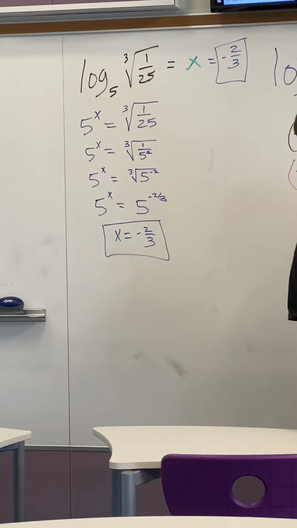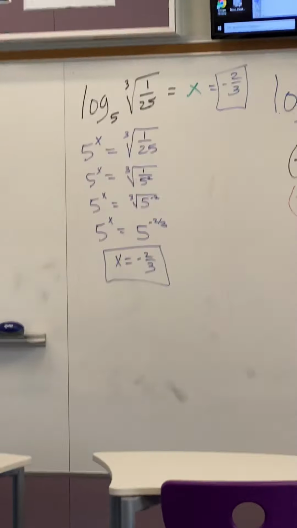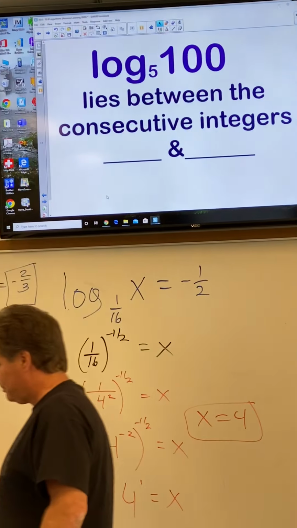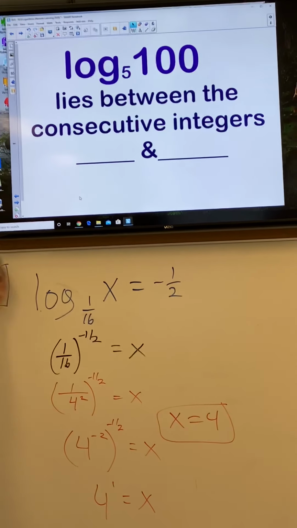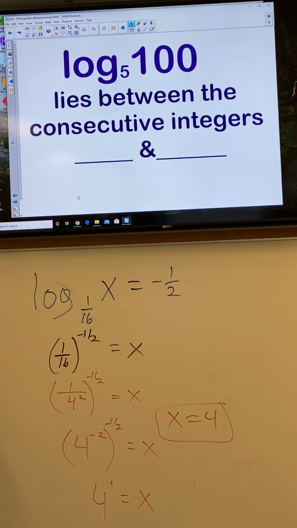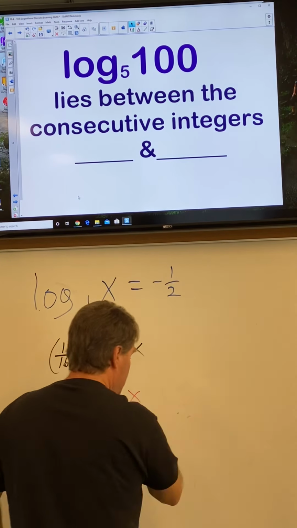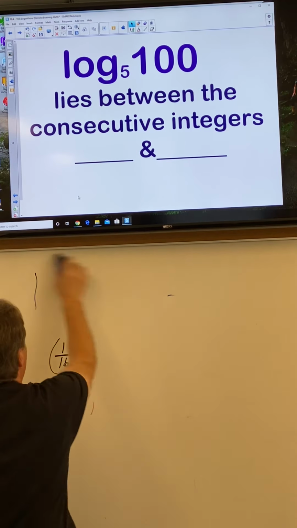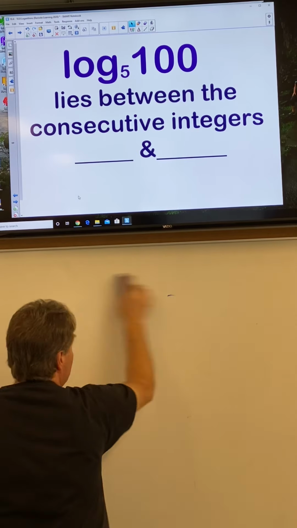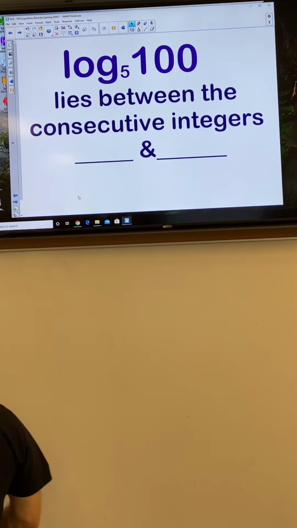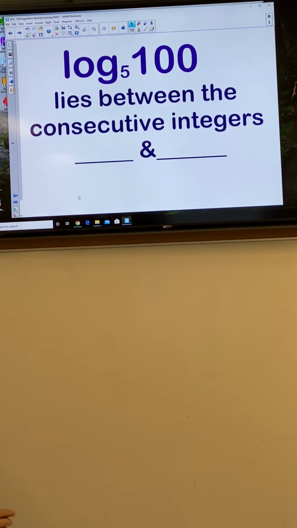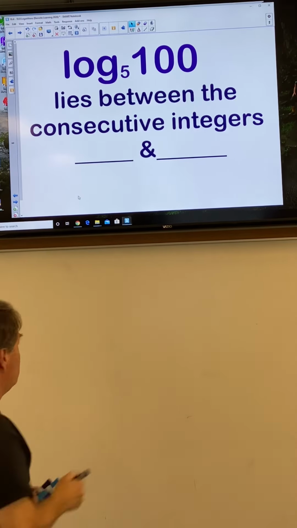All right. Let's see. Now, this may look a little tricky. There is a couple of these on the homework as well. It's not that bad. What we're going to do, as long as you think about what does the question mean and what is it actually asking. Okay, so here it is. It says log base 5 of 100 lies between the consecutive integers what and what, okay? Log base 5 of 100.